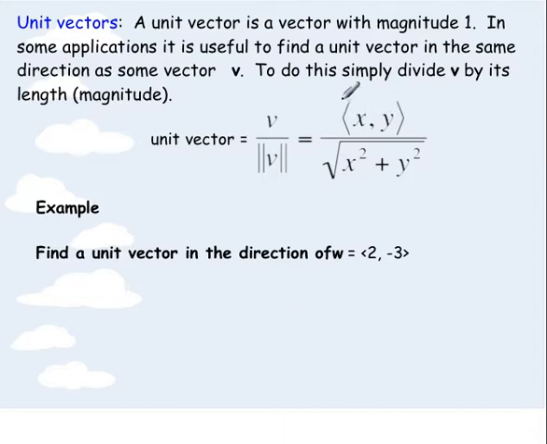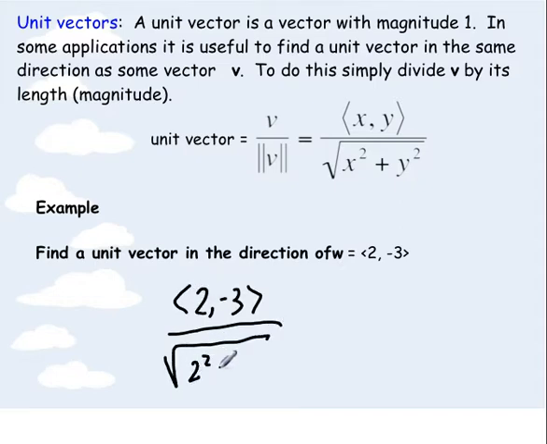But here's what you're doing. You're taking the original vector, and you're going to divide it by its magnitude. Remember, that's the symbol for magnitude, and this is the formula for magnitude. So if I want this to be a unit vector, I'm going to take the original, 2, negative 3, and we're going to divide it by its magnitude. So we're going to do the square root of the x component squared plus the y component squared.